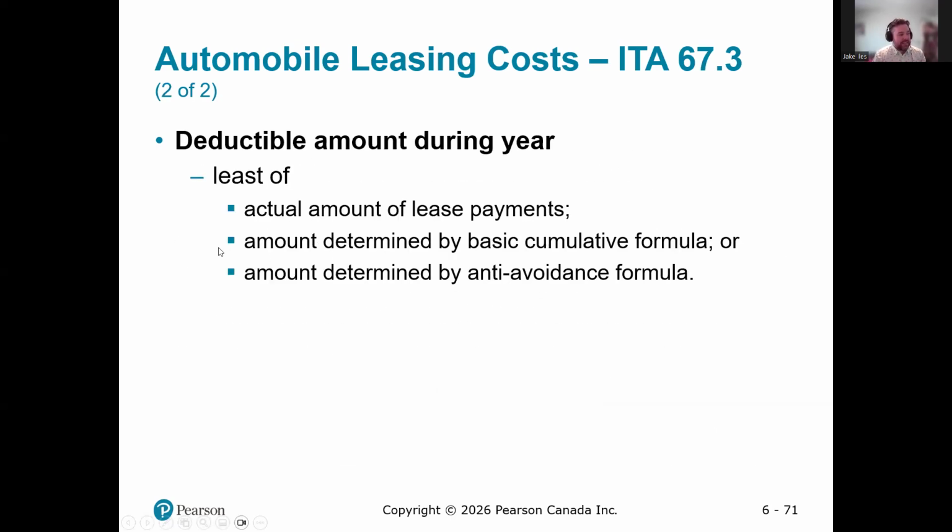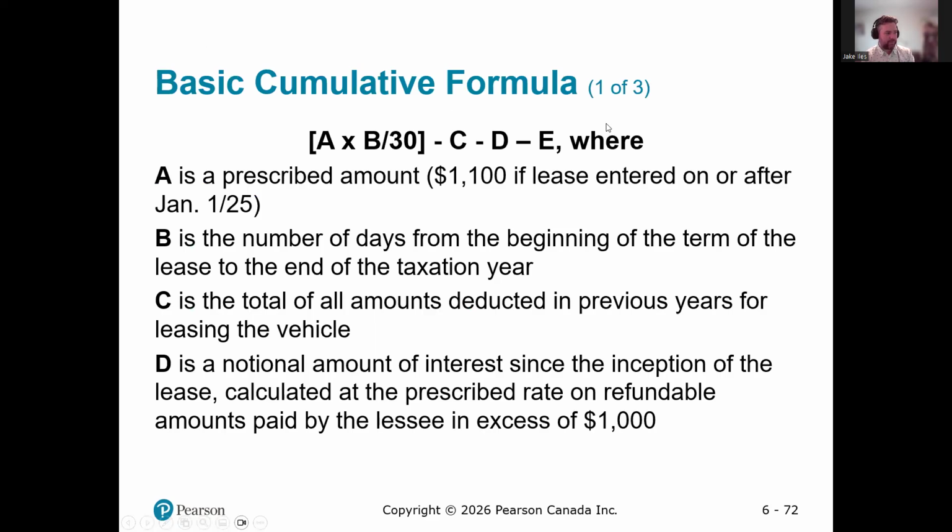But both of these are just based off the lease payments. It's not looking at the actual value of the car. So what if we have a luxurious car, but by modifying our lease structure, we've gotten the payment to be very low? So there's a third formula called the anti-avoidance formula that looks at the actual value of the vehicle to determine if there should be a limitation placed on the lease payments.